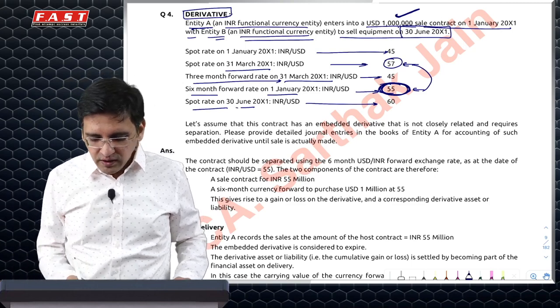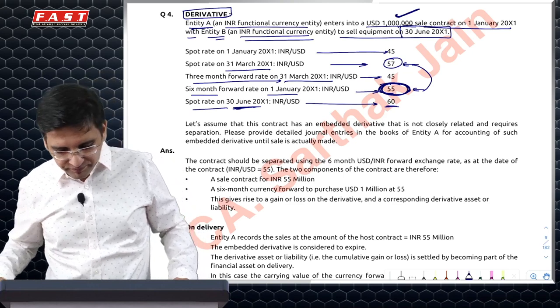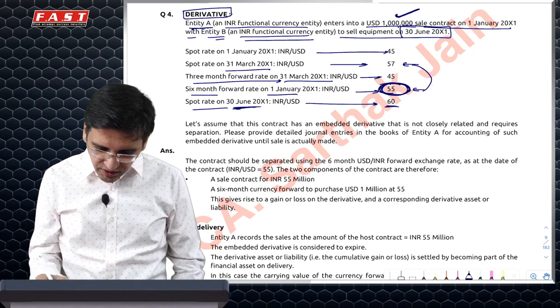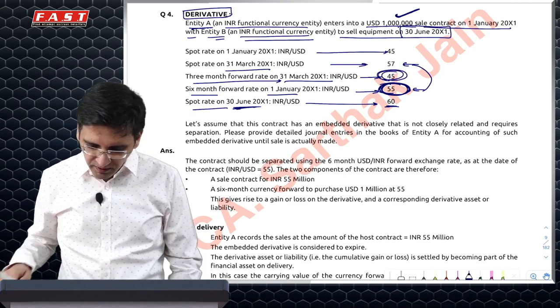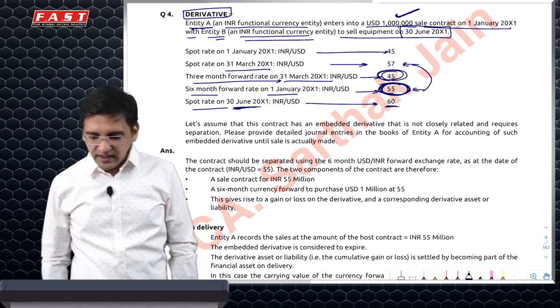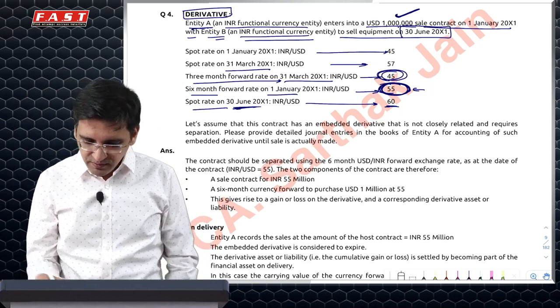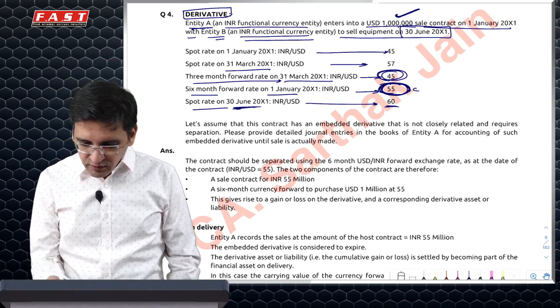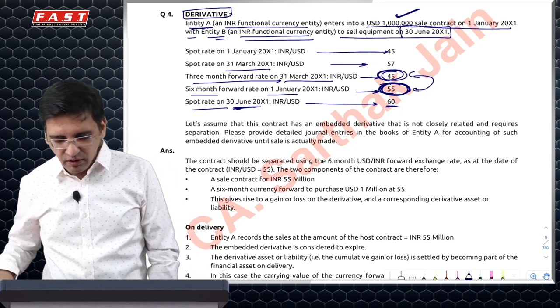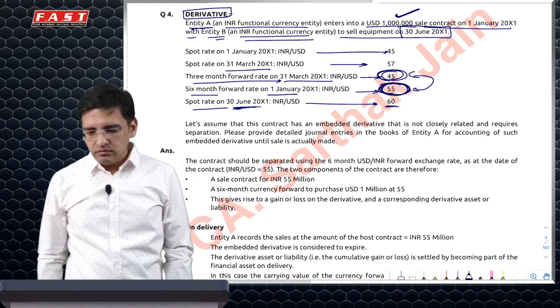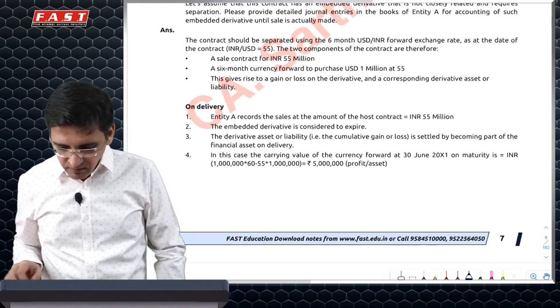And then finally on the spot date, what happens? Not 57, I have to see this particular rate. So I would say that I have actually made a loss. There are huge differences in the rates, nevertheless I would ideally say that I have made a loss of 10 rupees because the dollar forward contract rate has gone down. So I would have to book a loss of 10 million.